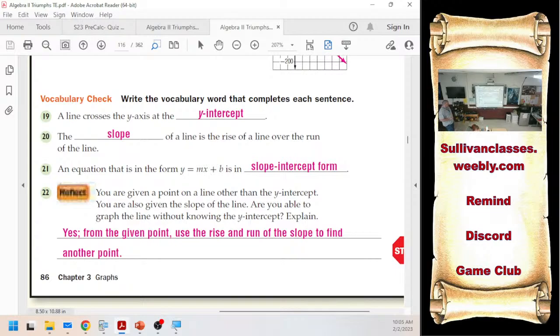22. They ask the question, what if I gave you a point besides a y-intercept?